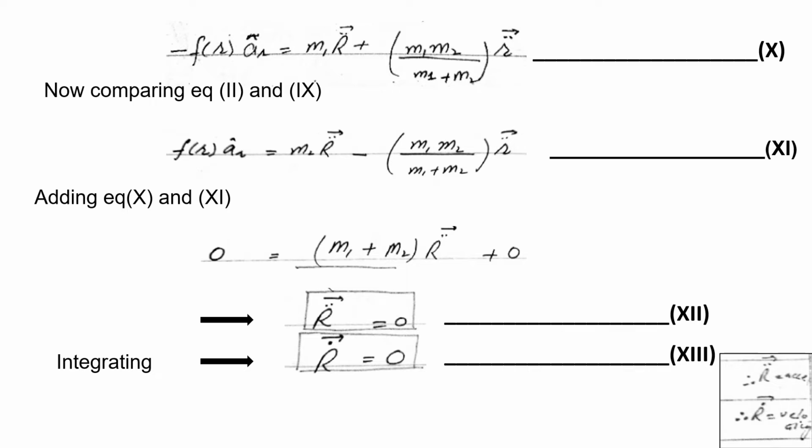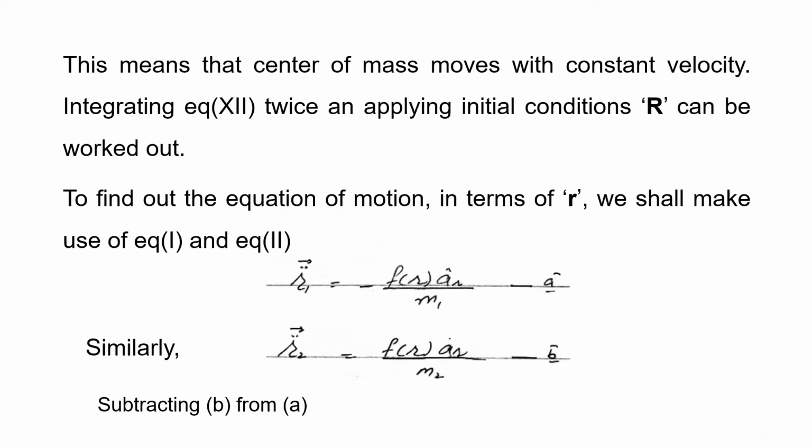It means that the acceleration is 0 in equation 12, and again if we take the derivative, we see that the velocity component in differential form, R dot, is equal to 0. It means if acceleration is 0, the velocity is constant. This means that the center of mass moves with a constant velocity. It means that there is no change in the acceleration or velocity. Now integrating equation 12 twice and applying the initial conditions, R can be worked out. Here we are not doing this, but we can find out this value.